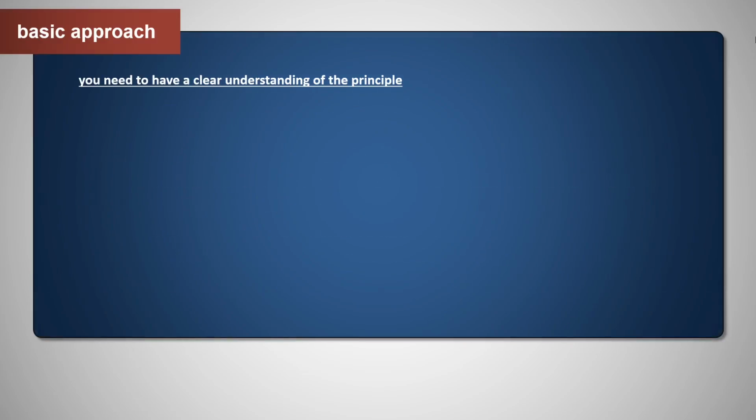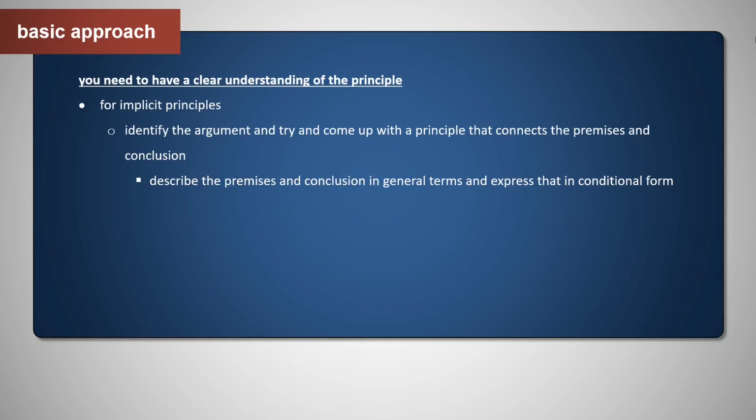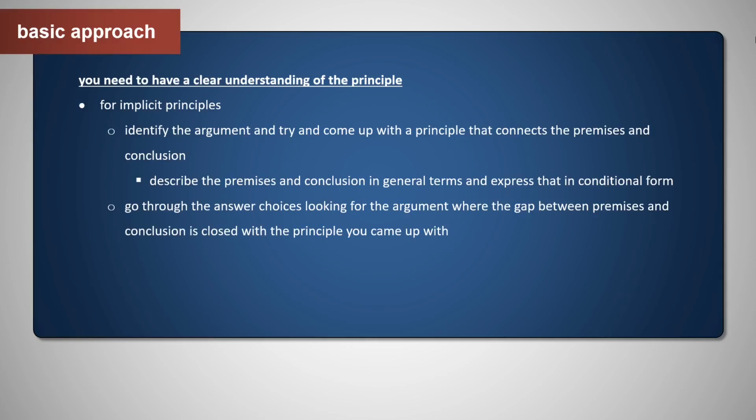For the implicit principles, it's a little bit different. So you want to identify the argument and you want to try and come up with a principle that connects the premises and the conclusion. So you want to describe the premises and conclusion in general terms and then express that in conditional form. So you'll have a principle to work with. You then go through the answer choices looking for the argument where the gap between the premises and conclusion is closed with that principle that you came up with.